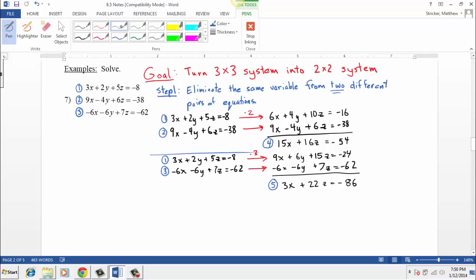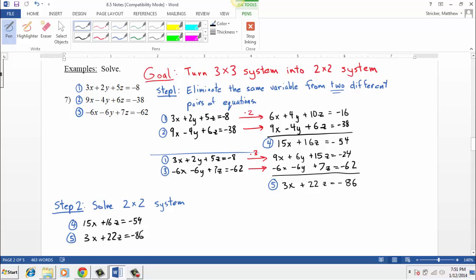Okay, so now we're down to step 2. Step 2, we've got our two new equations with two variables. So we want to solve this new 2 by 2 system, which we already know how to do. We want to take equations 4 and 5 and solve them. So let's rewrite them here. Equation 4 was the 15x plus 16z equals negative 54, and then equation 5 was the 3x plus 22z equals negative 86.